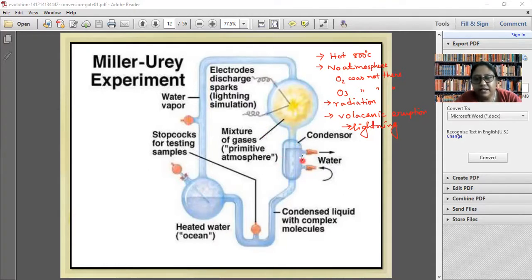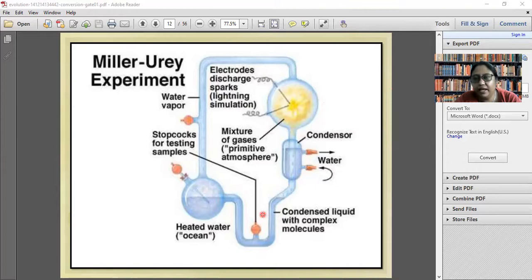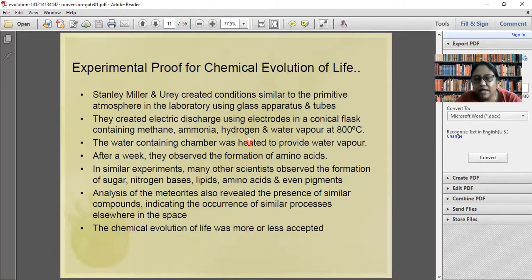Okay. In this container, there was a mixture of gases. What were the gases present over there? The gases present over here were CO2, methane, ammonia, and H2. So no O2 was there, no O3 was there. They maintained this condition for a while, and it was observed that small micromolecules were created inside this water. In the condensed liquid, traces of RNA and DNA were found. So it shows that in primitive earth condition, it was possible for formation of sugar, nitrogenous bases, lipids, amino acids, and even some pigments. But do you think that is enough?